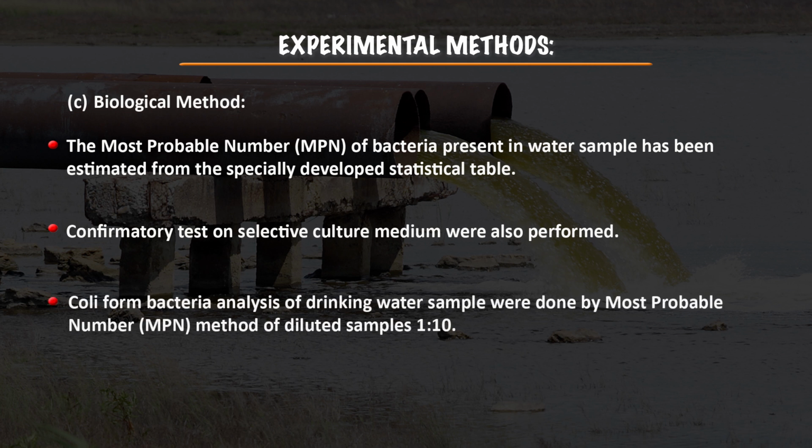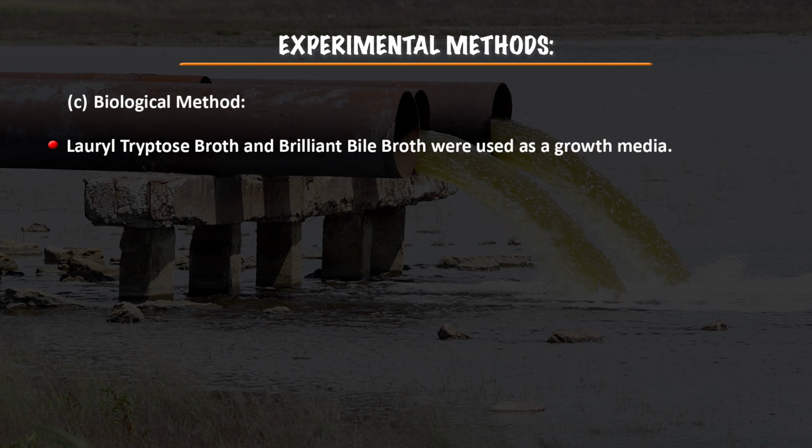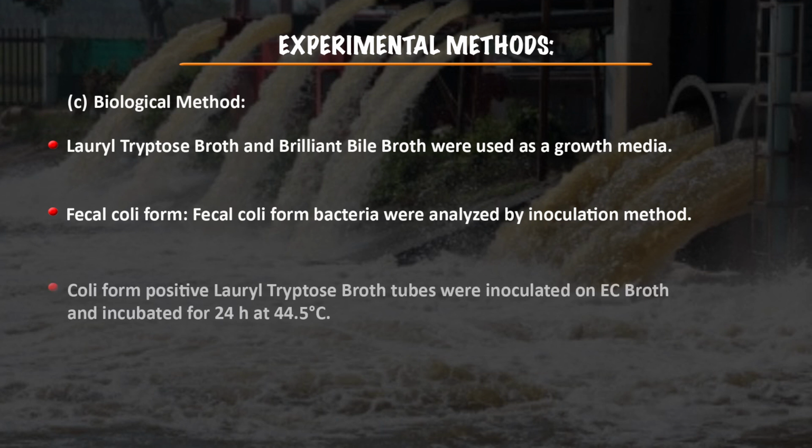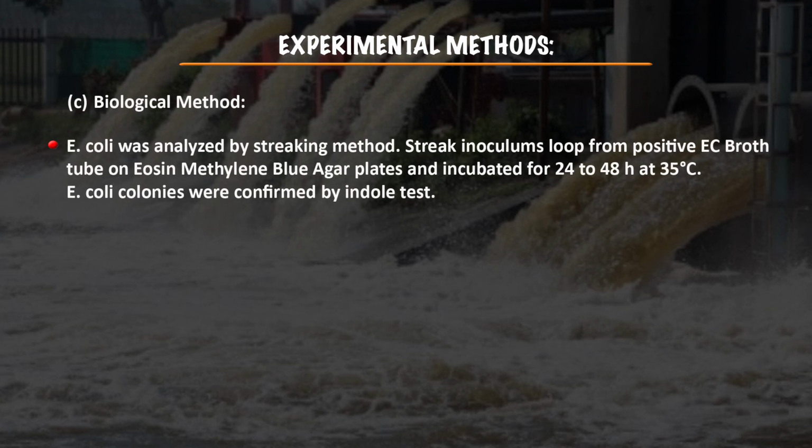Coliform bacteria analysis of drinking water samples was done by the most probable number method of diluted sample, 1:10. Lauryl tryptose broth as well as brilliant green bile broth were used as growth media. Fecal coliform bacteria were analyzed by the inoculation method, and coliform positive lauryl tryptose broth tubes were inoculated on EC broth and incubated for 24 hours at 44.5 degrees centigrade. These were then analyzed by the streaking method.